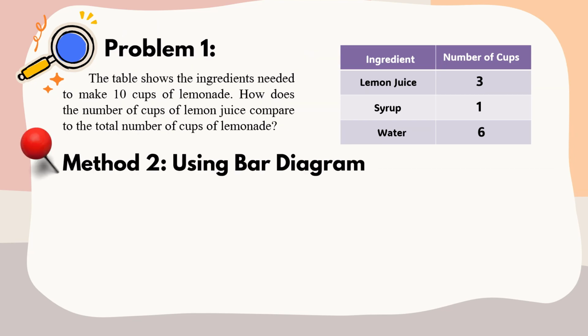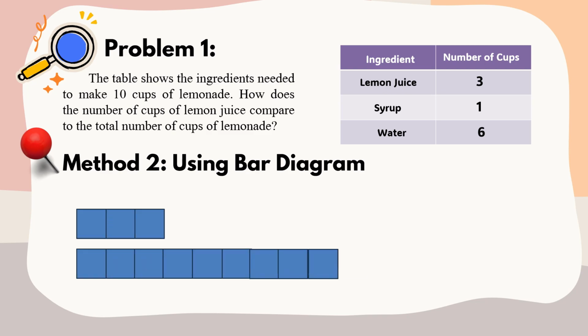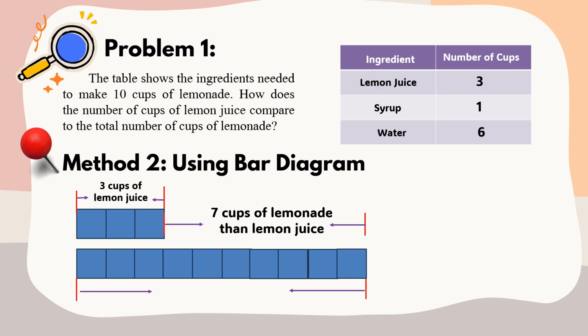Another way to make a comparison is to use a bar diagram. Observe the diagram. In this diagram, there are 7 more cups of lemonade than there are cups of lemon juice. This is an additive comparison because 3 plus 7 is equal to 10.